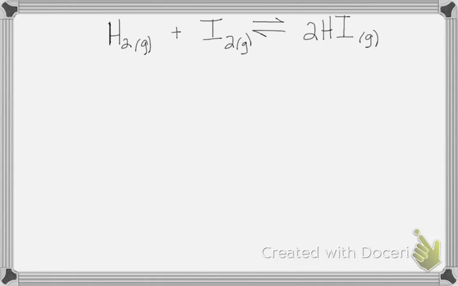Well, for this example, hydrogen gas plus iodine gas in equilibrium to make hydrogen iodide. And that's the balanced equation for that reaction. When I say things like, is it moving forward or is it moving backwards, I mean according to how it's written. If it were moving forward, that means it's making more HI.